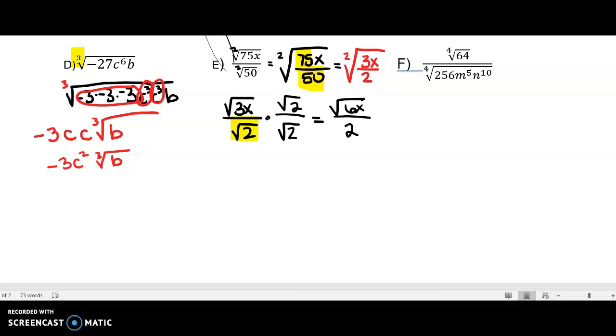Okay, last one, F. Great news to make this a lot easier: 64 and 256 are perfect fourth roots. So we don't have to combine the numerator and the denominator like we did on example E. Here I can split this up. My first one, the fourth root of 64 written as a group of 4 is 2 to the 4th power. 2 times 2 times 2 times 2 is 64.